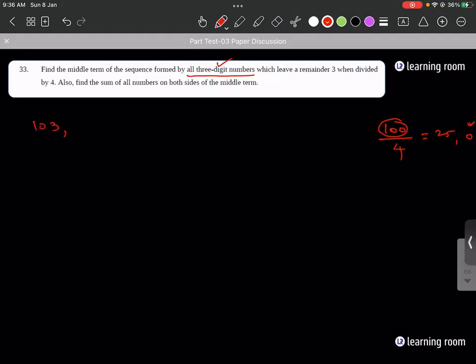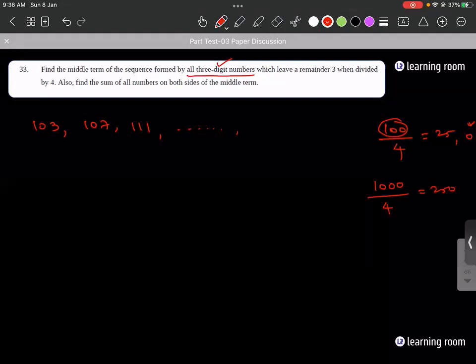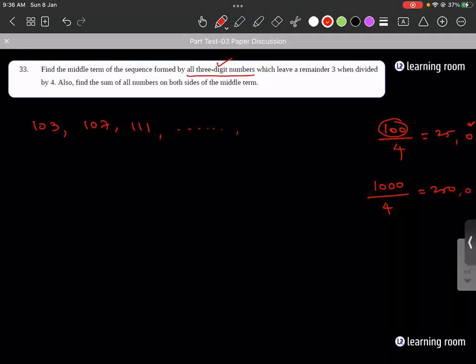Since you got the first number, the common difference is going to be 4. 103, 107, 111, like this it keeps on going. And what would be the last number? The first 4-digit number is 1000. If I divide it by 4, I get 250 and remainder 0. If I need a remainder of 3, I need to subtract 1 from it. So I'll get 999.